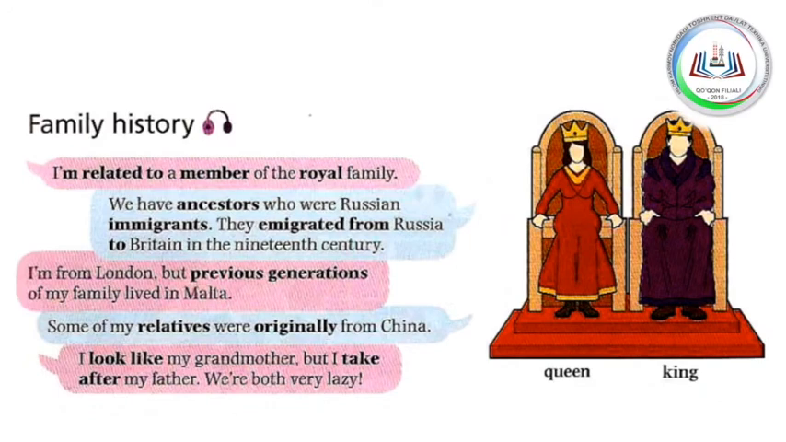If you are talking about a family, you often begin with its history. According to the example, you may say, "I'm related to a member of a royal family. I am from London, but previous generations of my family lived in Malta." Or, "I look like my grandmother, but I take after my father. We are both very lazy."